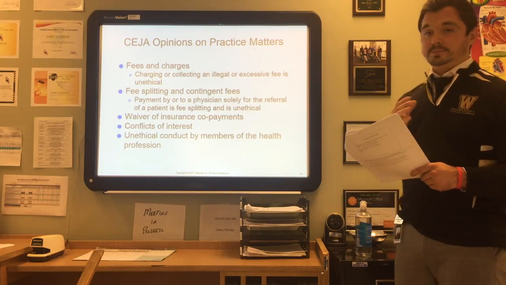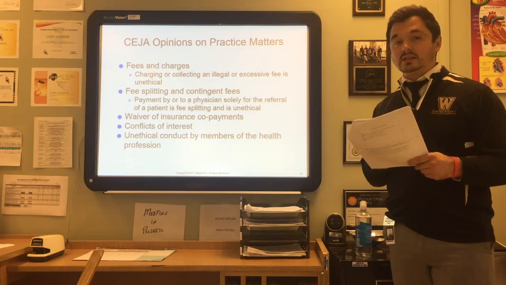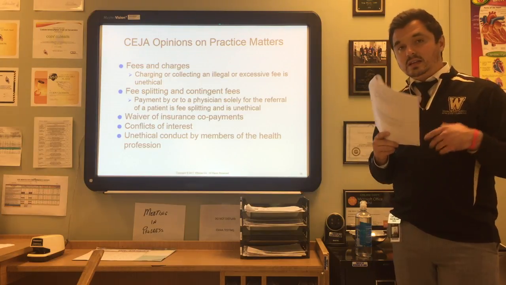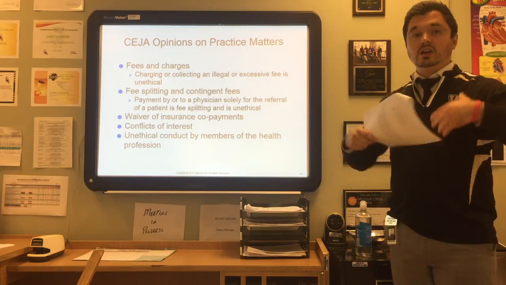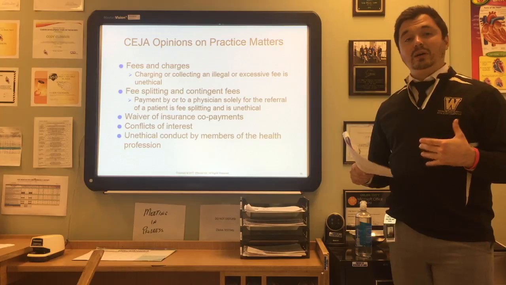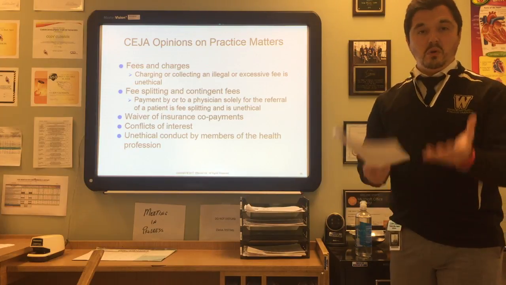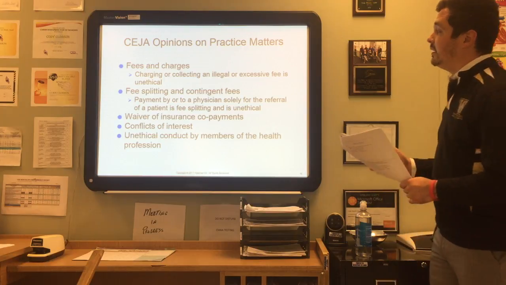So fees and charges. Charging or collecting an illegal or excessive fee is unethical. If you are hiking up your expenses or your charges to a patient because they can make the payment and you could use the money, but it is more than you should be charging, that is unethical, guys, and that should not be done.